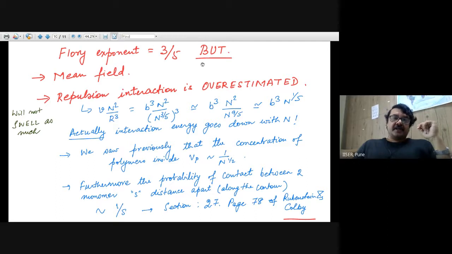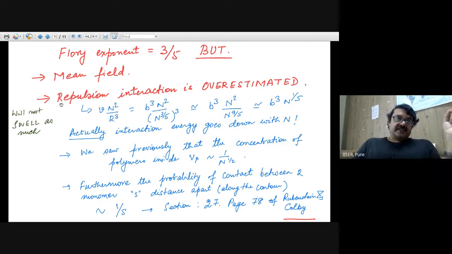But I want to remind you that this was a mean field theory, and that we got the Flory exponent to be 3/5 by a lucky cancellation of errors. So there were some approximations, there were some errors we made, which I need to highlight and point out.